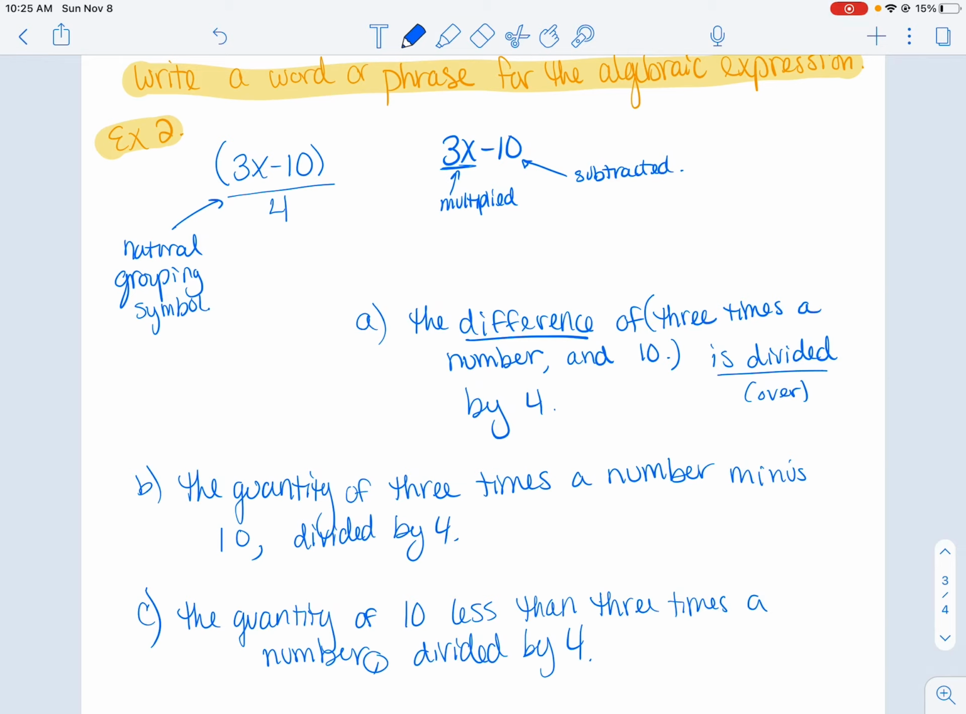So remember that there's not just one right way to do this, but I do want you to try and use all the vocabulary that you can. And if you get stuck or you need help, you could always Google some different translating words for math, or you can revisit the video, or send me an email if you get stuck.